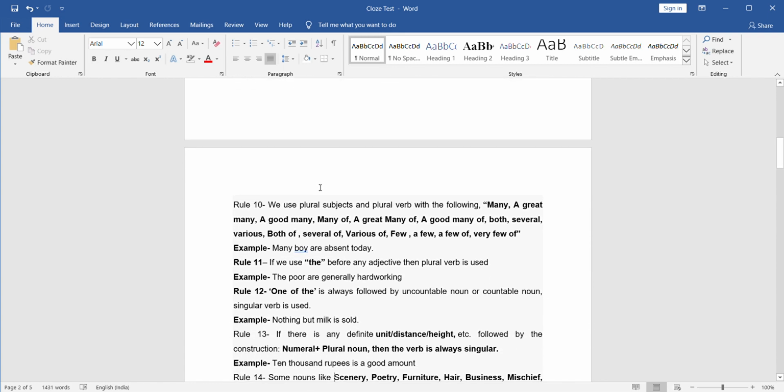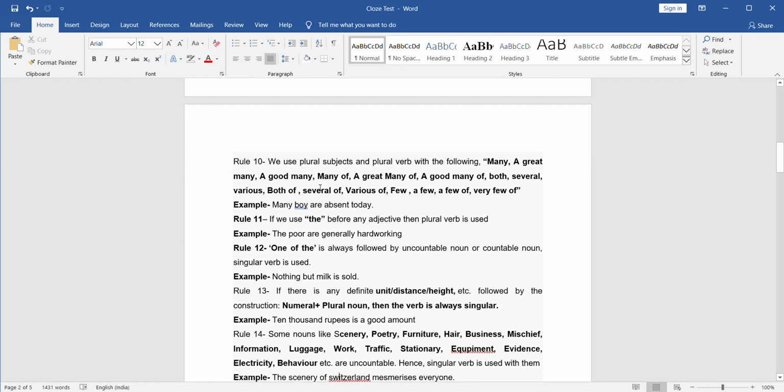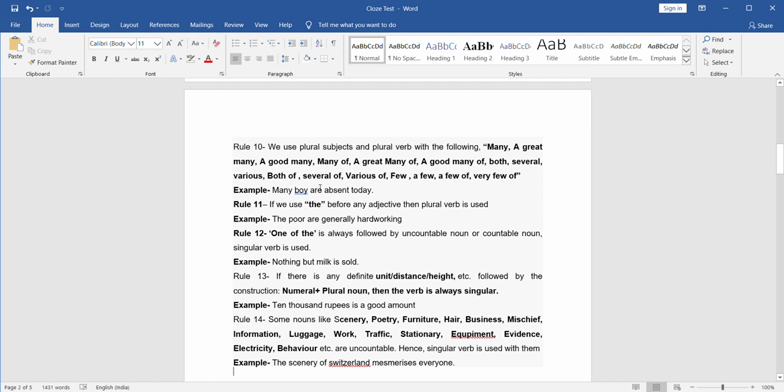Similarly, rule number 10: many, a great many, a good many of, many of, both, several, various, both of, several of, various of, a few of, a very few of. Like many boys are absent today. Because of many, it is plural, right? Plural subject and plural verb with the following. Okay, so like many a day and all like that.